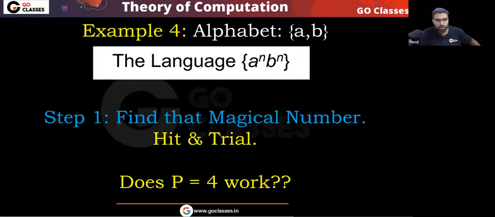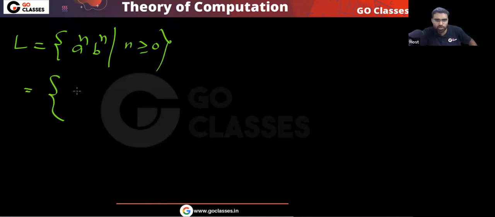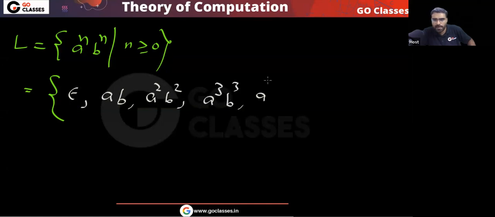Now let's start with p equal to 4. Will p equal to 4 work? First of all, understand the language that is given to you. This is the language a power n, b power n, where n is greater than or equal to 0. What are the strings in the language? If you put n equal to 0, this will be the empty string. If you put n equal to 1, n equal to 2, you will get a square b square. If you put n equal to 3, you will get a cube b cube, then a power 4 b power 4. These types of strings you have in the language. Very simple.